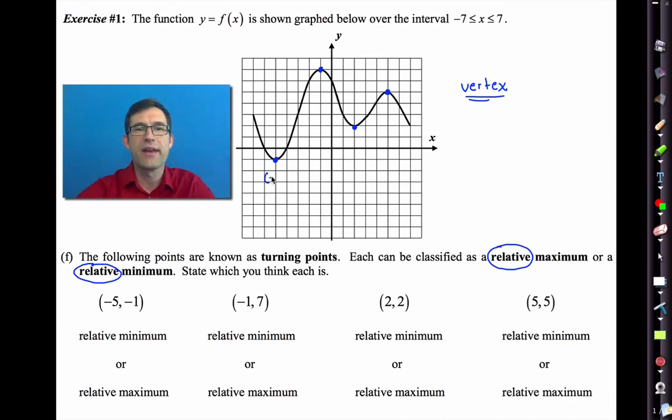Anyway, let's look at each one of these points. Here's our point at -5, -1. Here's our point at -1, 7. Here's a point at 2, 2. And here's a point at 5, 5. What are they? Relative maximums or relative minimums? Circle your choices. Pause the video now, circle some choices, and I bet you're going to get them right.